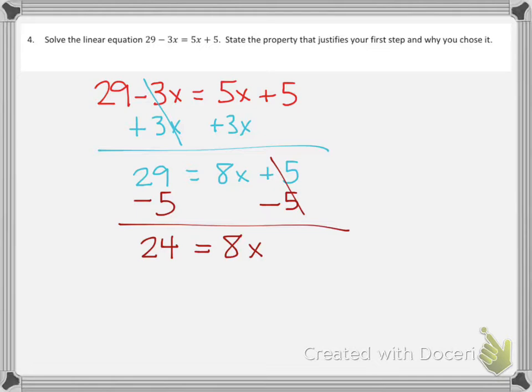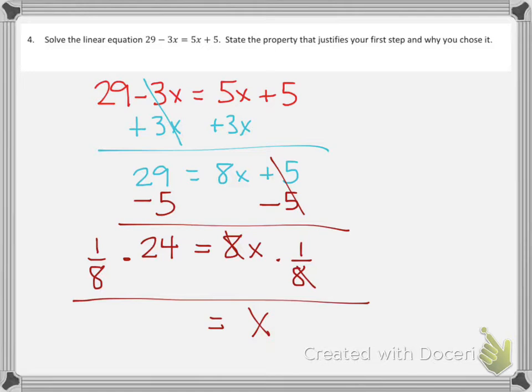And then multiply by reciprocal. Balance the equation. The 8's cancel. I get x all by itself, which is what I want. And 24 divided by 8 is 3. x equals 3 is the solution.